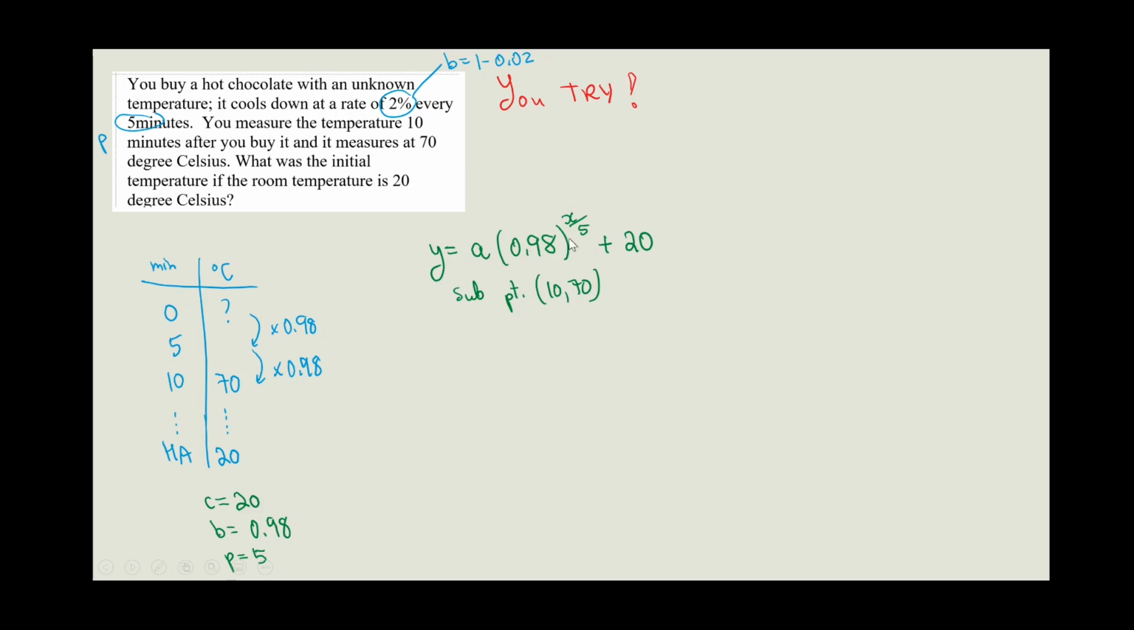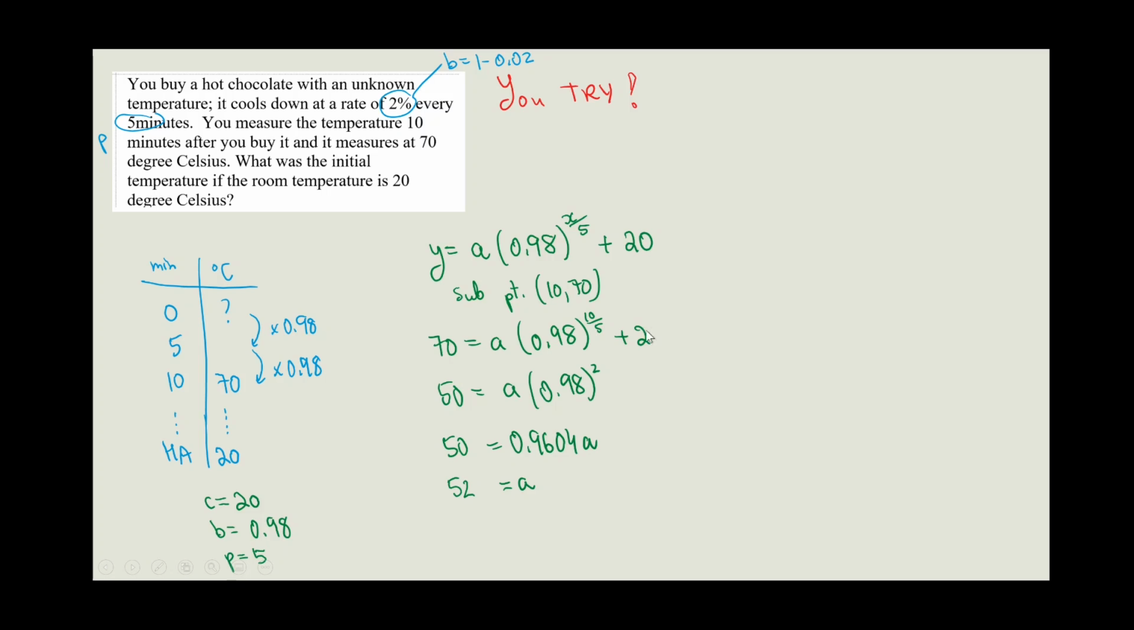You should put everything that you figured out into the equation. The only thing we do not know is A. So just use another point. We haven't used in this setup the 70 or the 10. So plug in 10 as the x, 70 as the y, and simplify. Simplify the exponent first: 10 divided by 5 is 2. Subtract 20 from both sides, or that shouldn't be 2, that should be 20.